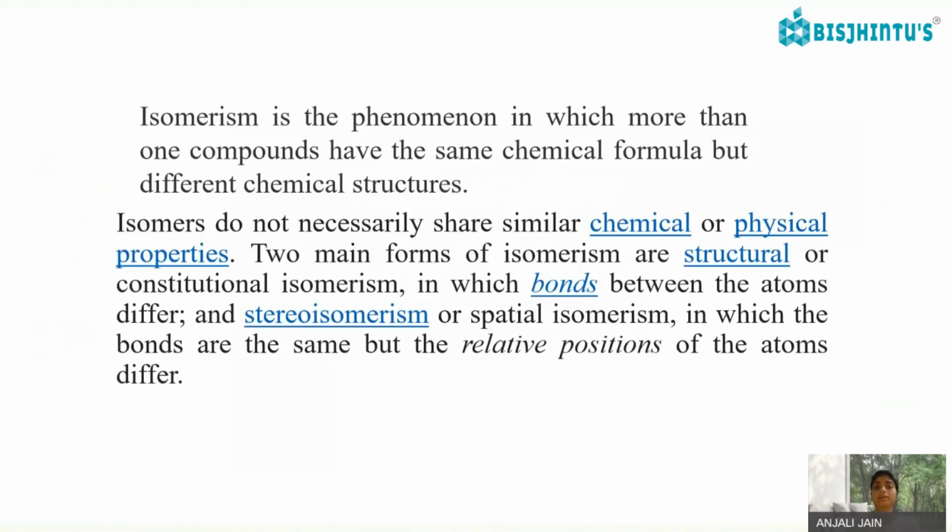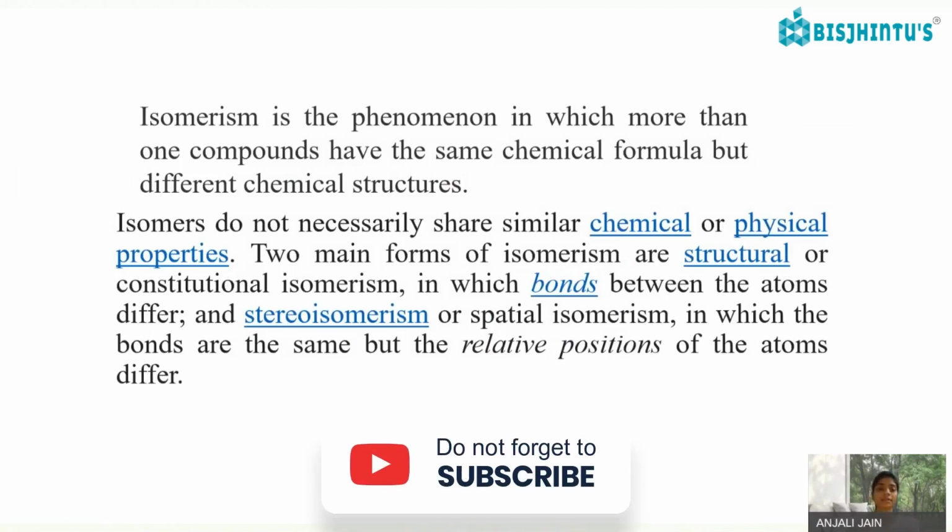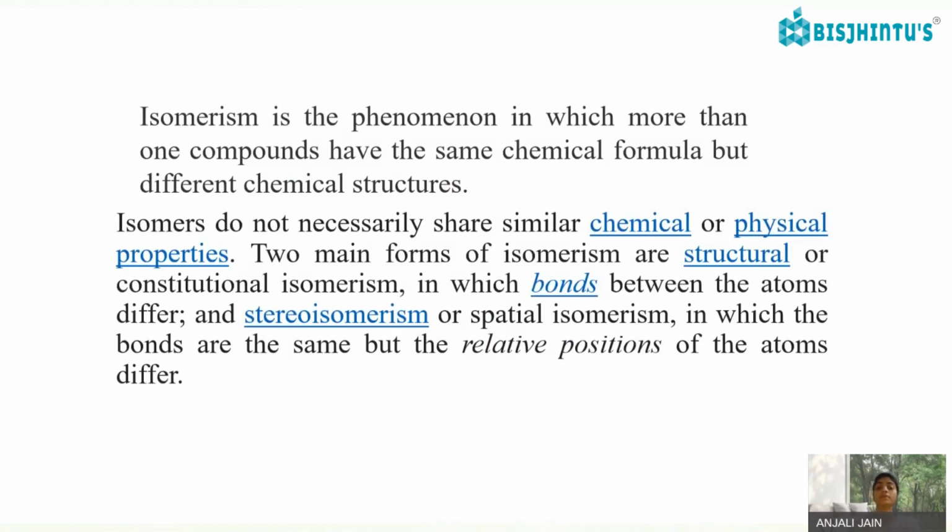It is when the similar structure is there, like the chemical formula is the same, but the structure is different. We talk about the case of aldehyde and ketone, in which aldehyde and ketone have the same molecular formula, but the chemical structure is different. Isomers do not necessarily share similar chemical or physical properties. So it's not necessary that the chemical or physical properties should be the same. They can be or they cannot be similar.